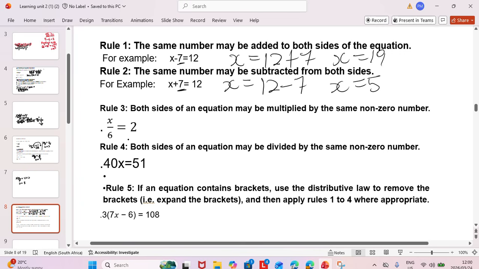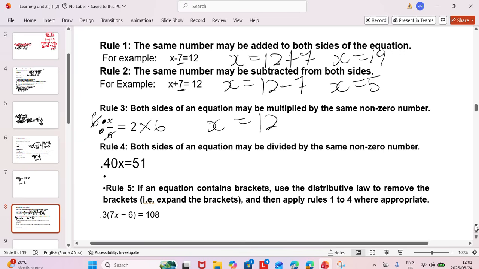Here is another example, x over 6. x is divided by 6, so we reverse division by a multiplication. We need to multiply x by 6. But what you do on the left, you also do on the right, so that 6 can cancel 6. x is equal to 12.